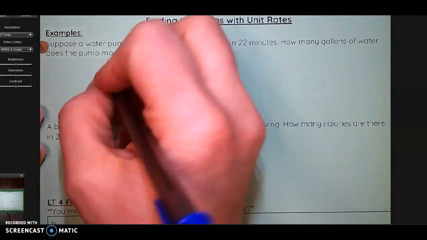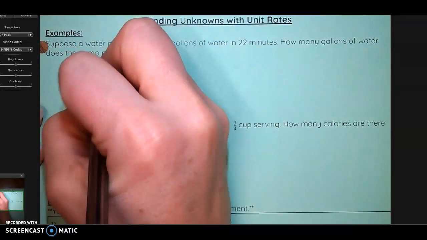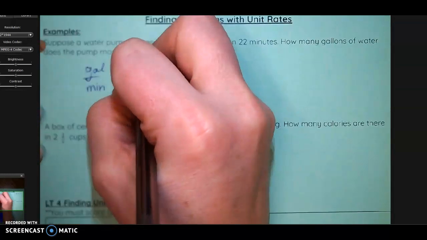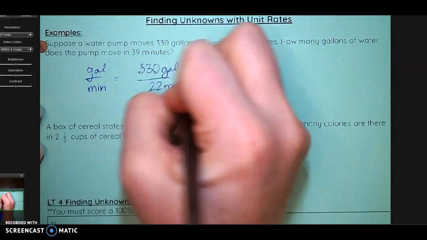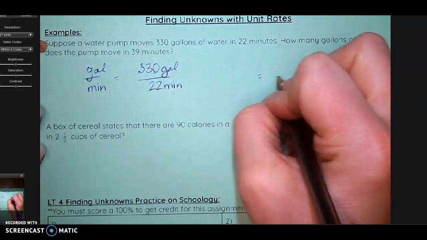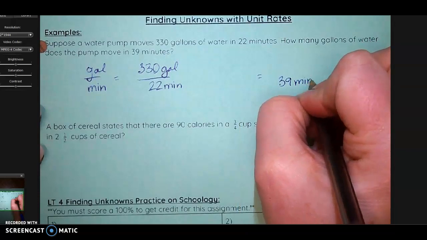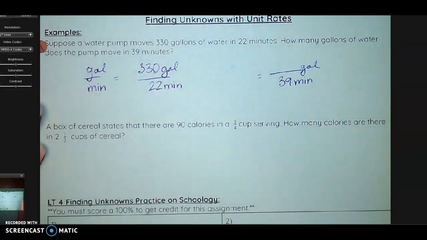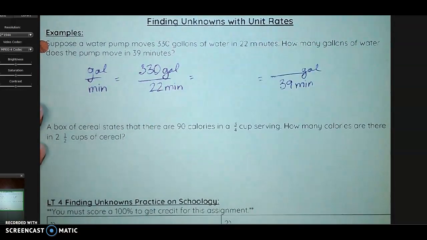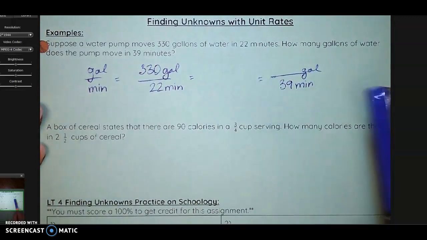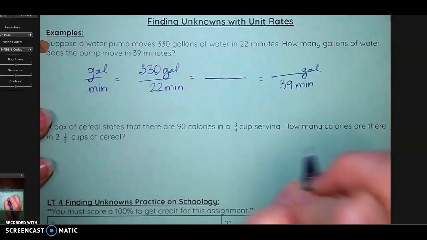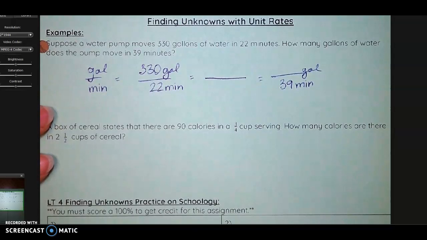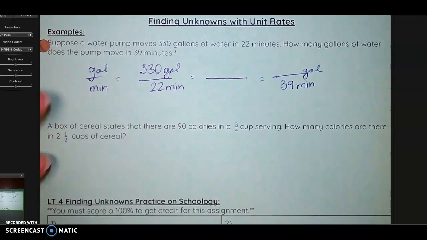So they're saying, well, if I can do so many gallons in so many minutes, and they're saying they can do 330 gallons in 22 minutes, and they want to know in 39 minutes how much they can do. There's going to be an extra step in here. I cannot get from 22 to 39 nice and neatly. There's nothing I can multiply 22 by that's a whole number to get there. So in between, we are going to use our unit rates, which we've learned how to do.